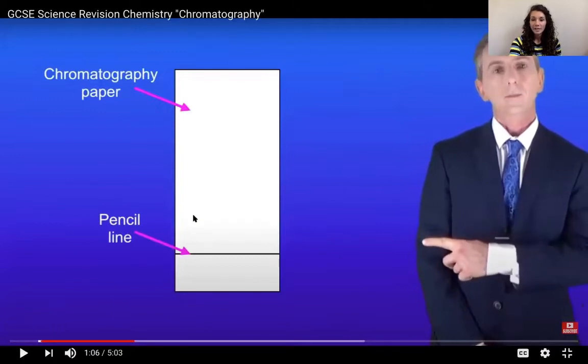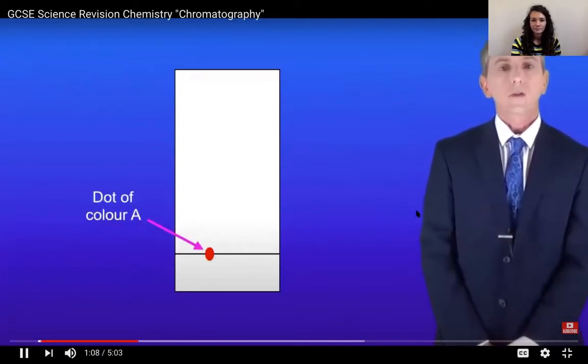Okay, so you take a strip of chromatography paper, which is kind of like filter paper. It's a special paper because it's absorbent, so the water can move through it. And you draw this pencil line. Now, I think he goes on to explain why it's really important that you draw the line in pencil in a moment, so I'll wait for him to explain that part to you.